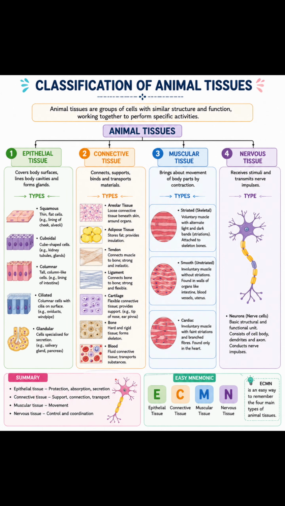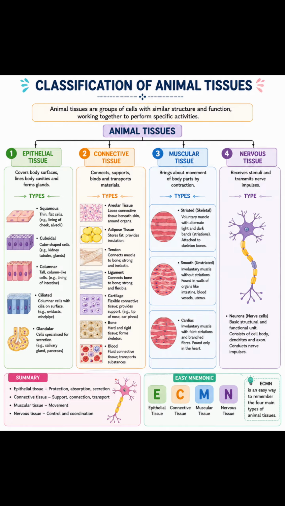Today we are going to discuss the classification of animal tissues, which are majorly of four types: epithelial tissue, connective tissue, muscular tissue, and nervous tissue. Everybody knows that cells which are performing a similar function together form the tissues. In animals also, these four important types of tissues are there.